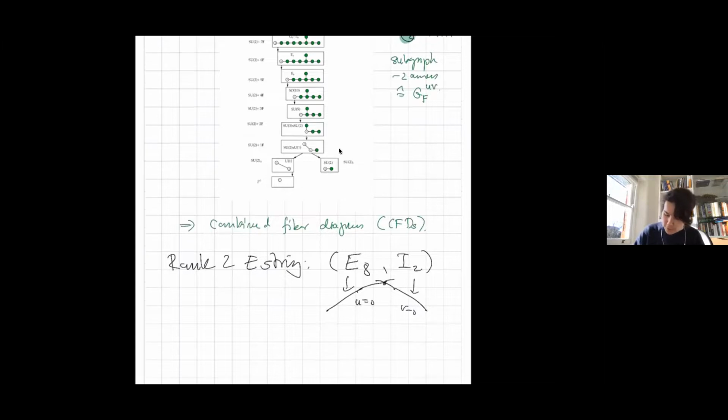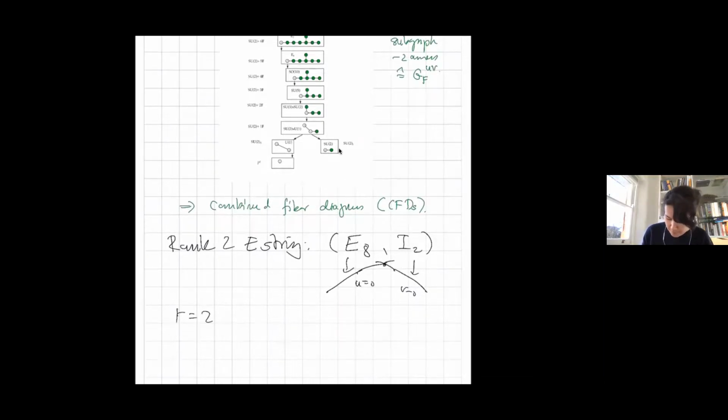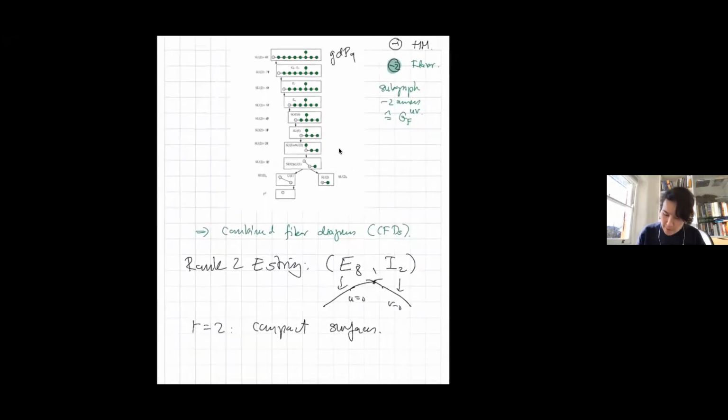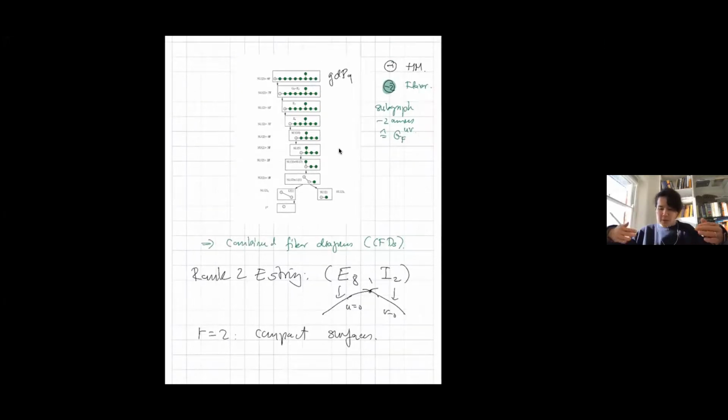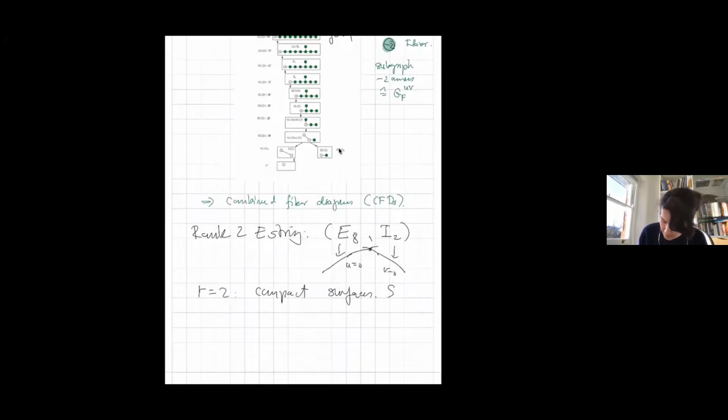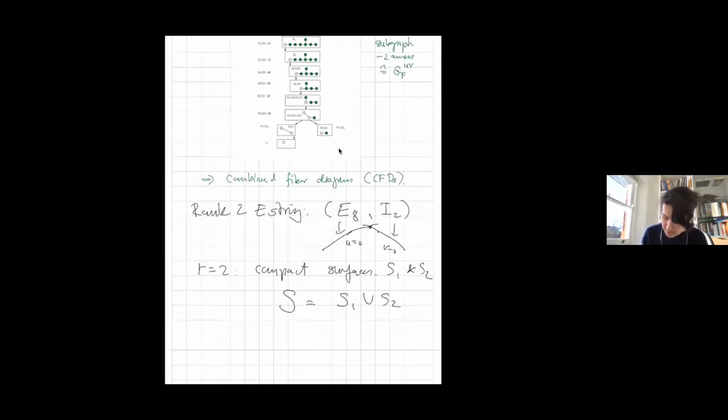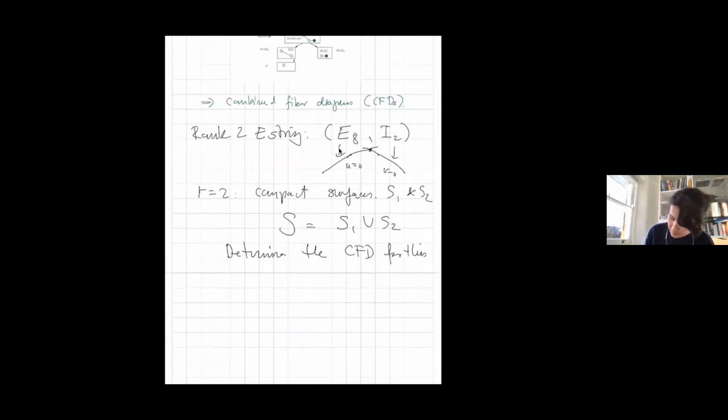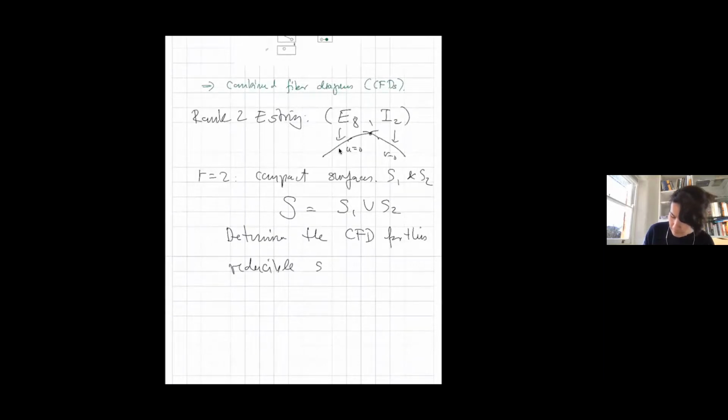Now we need to do a non-flat resolution. This is actually a rank 2 theory, obviously. So in fact, there are two compact surfaces. And the diagram that we're actually interested in isn't so much how they are distinguished, which surface contains which curves. It's really these, let's call them S1 and S2. We're interested in the union of these two, a reducible surface, and determine the CFD, meaning the -2 and -1 curves for this reducible surface.